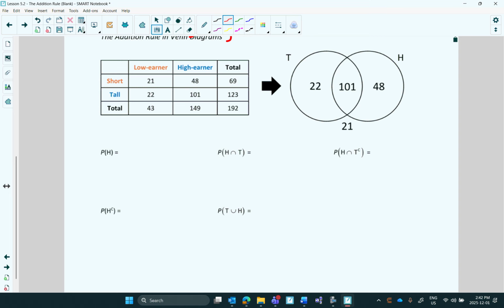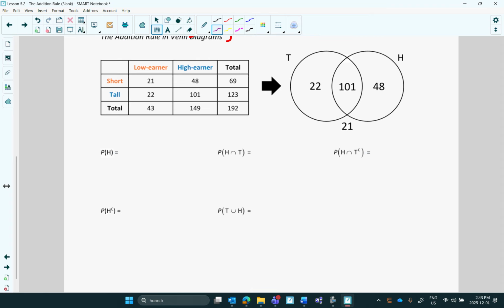This would be tall and high, which matches to this. This would be high earners, but not tall. Or high earners, but short, which is this. And this is everything outside of tall and high, which is this one. So they are equivalent to each other. Some of these we've answered already. So you can either look at this, or you can look at this.